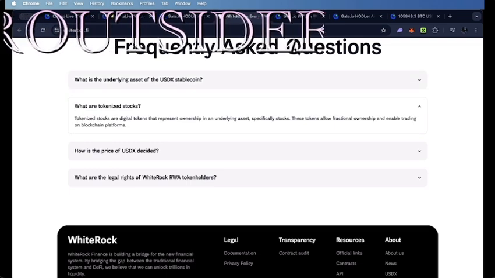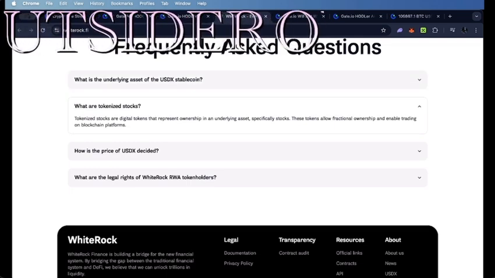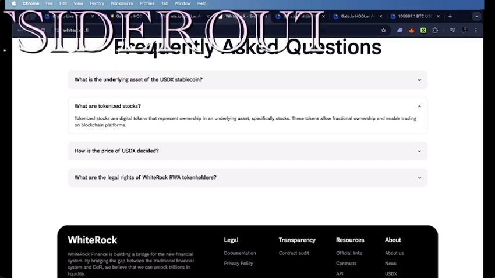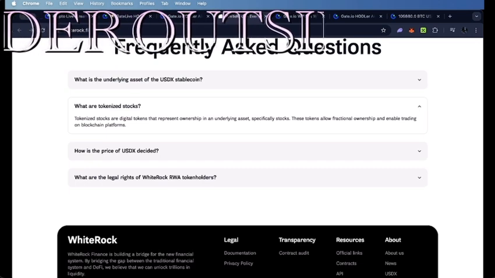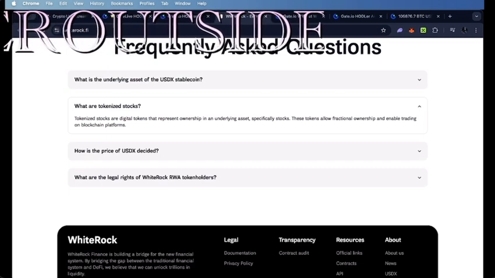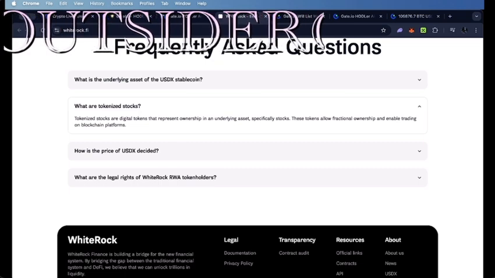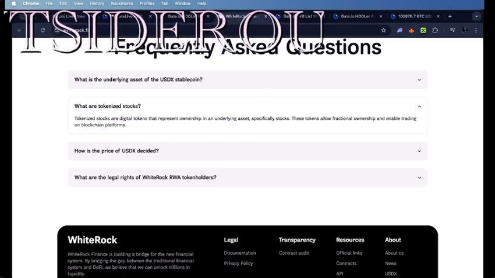What are tokenized stocks? Tokenized stocks are digital tokens that represent ownership in an underlying asset, specifically stock. These tokens allow fractional ownership and enable trading on blockchain platforms.